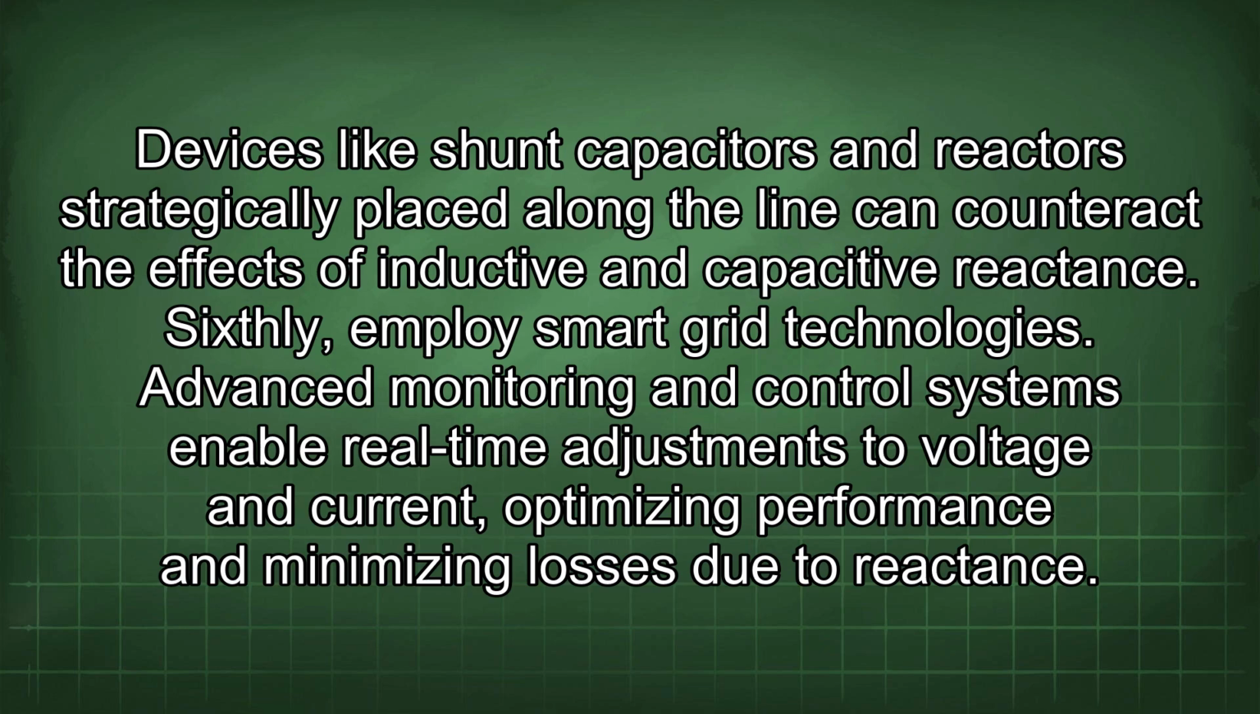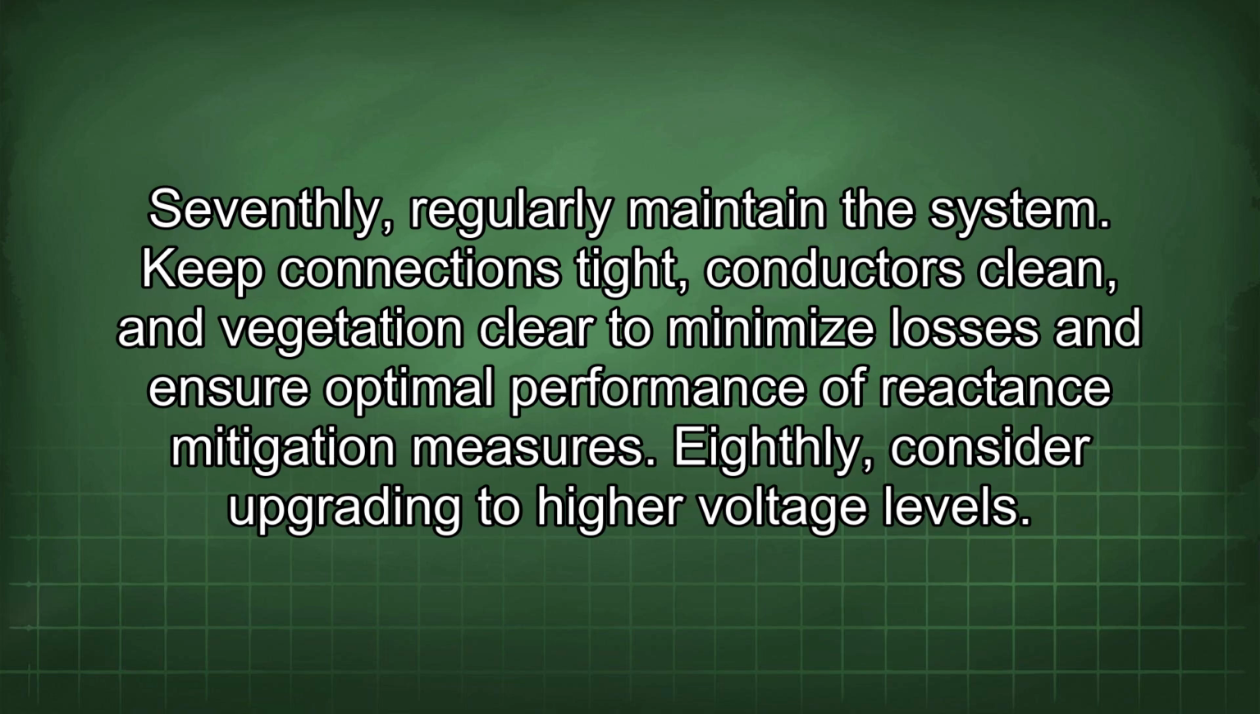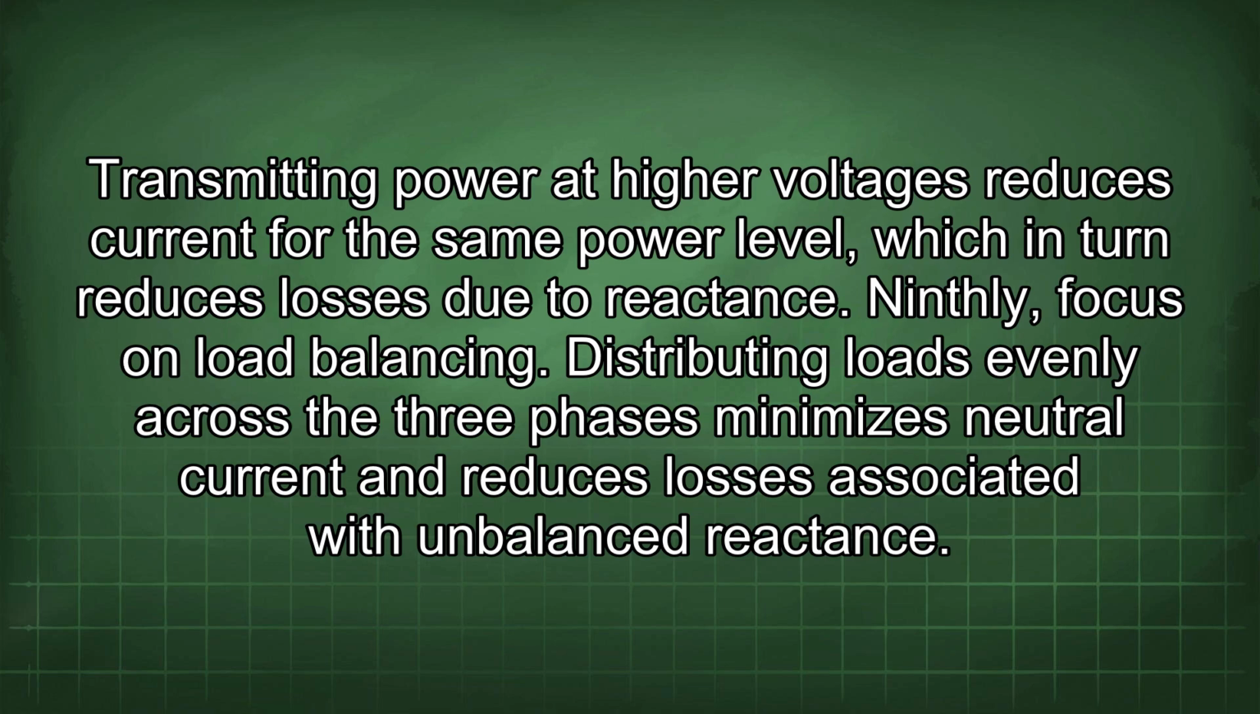Sixthly, employ smart grid technologies. Advanced monitoring and control systems enable real-time adjustments to voltage and current, optimizing performance and minimizing losses due to reactance. Seventhly, regularly maintain the system. Keep connections tight, conductors clean, and vegetation clear to minimize losses and ensure optimal performance of reactance mitigation measures. Eighthly, consider upgrading to higher voltage levels. Transmitting power at higher voltages reduces current for the same power level, which in turn reduces losses due to reactance.